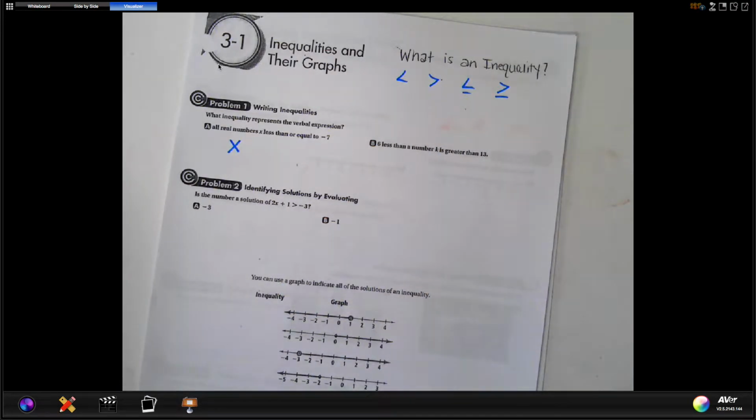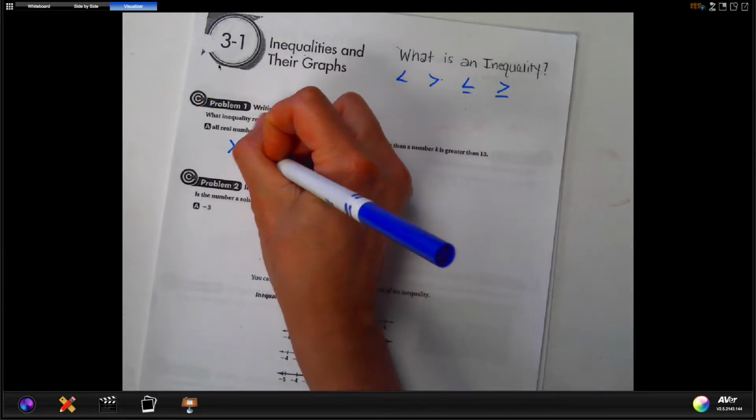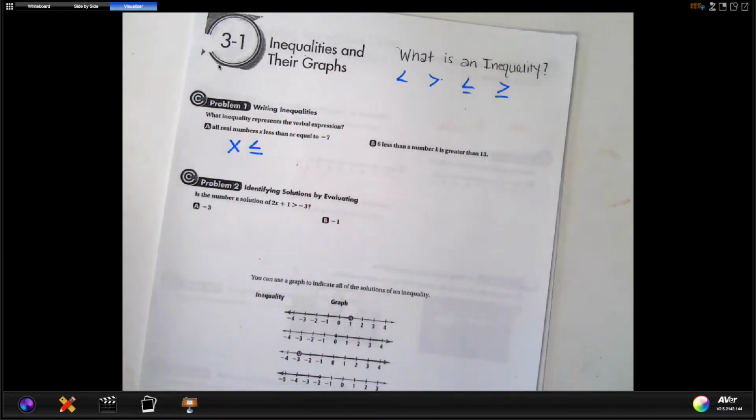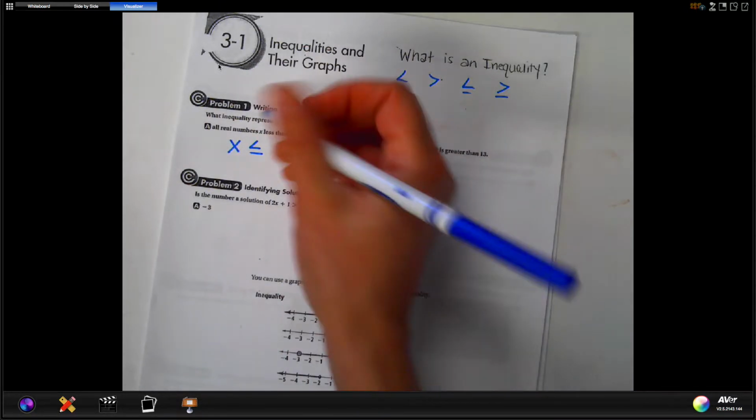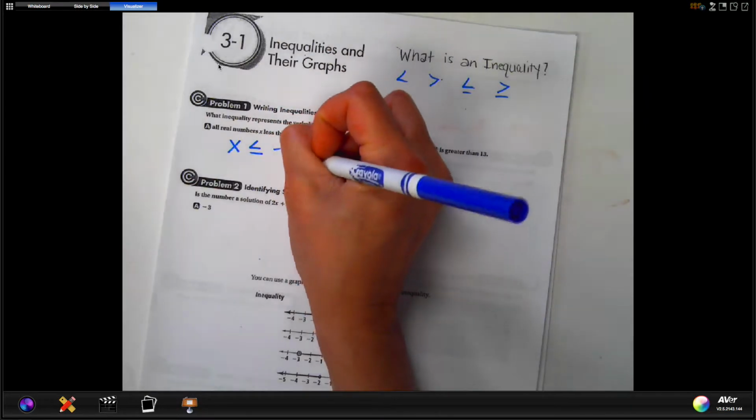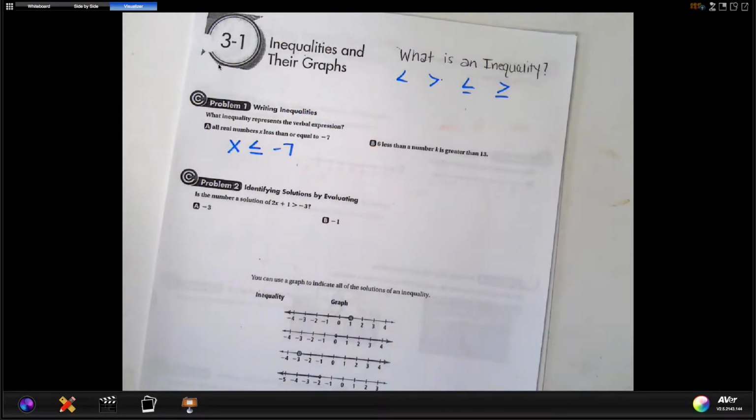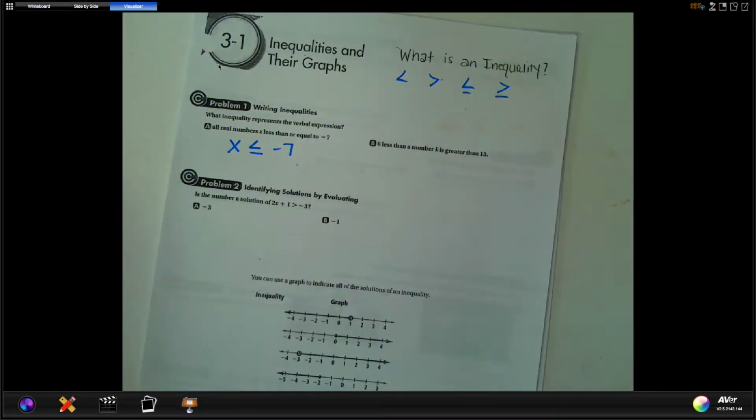So if x is less than or equal to, remember less than means the arrow is pointing at it. It's eating the one that's greater than. Less than or equal to -7, that's how you write the inequality. You can literally most of the time just read it and write it down.